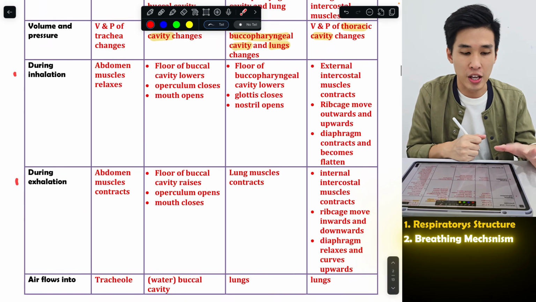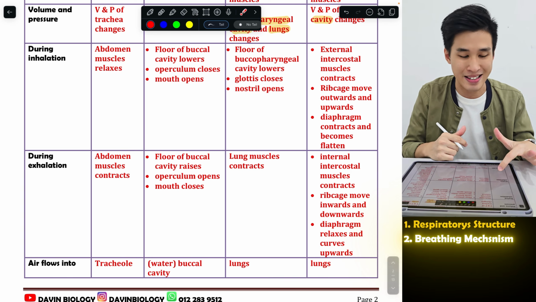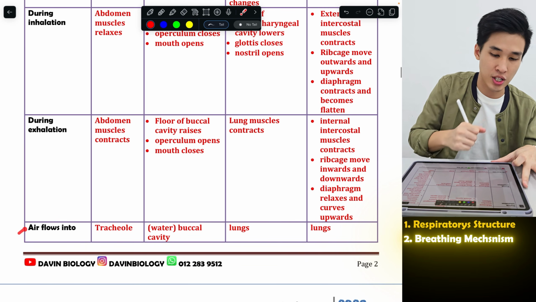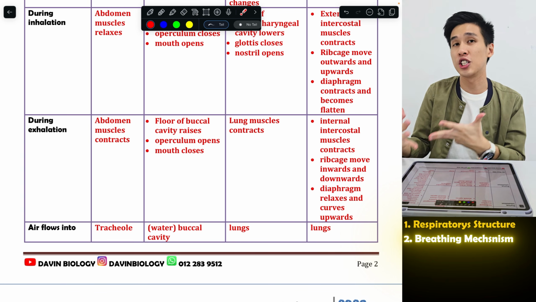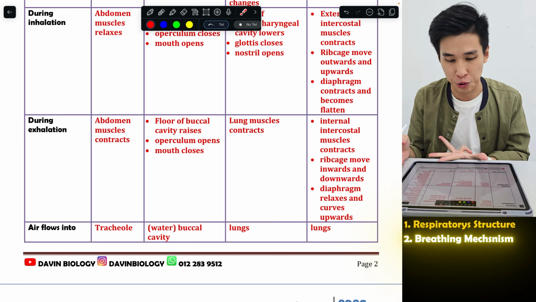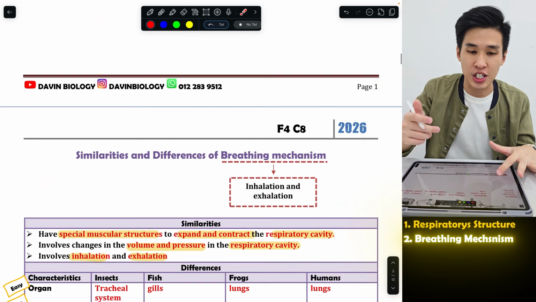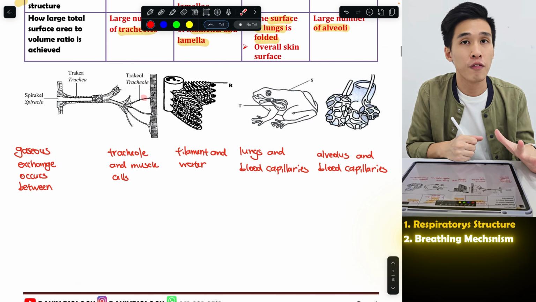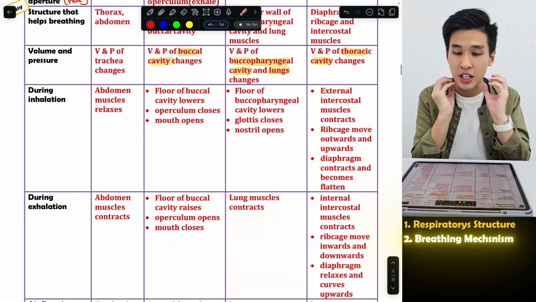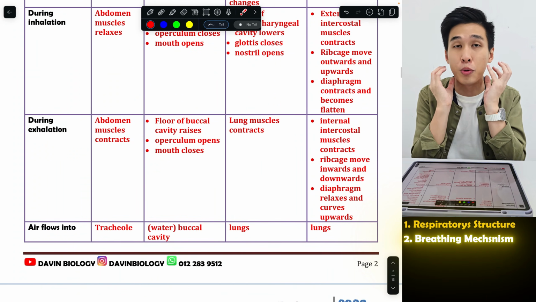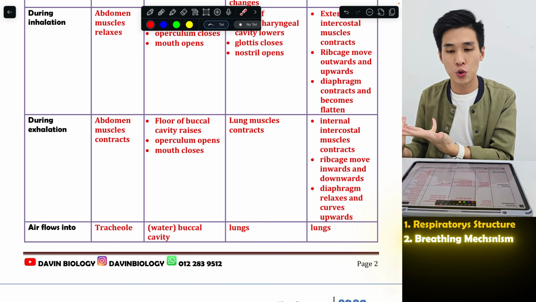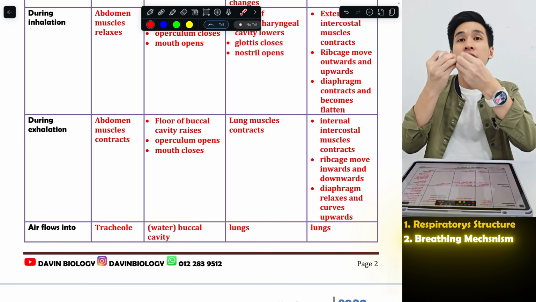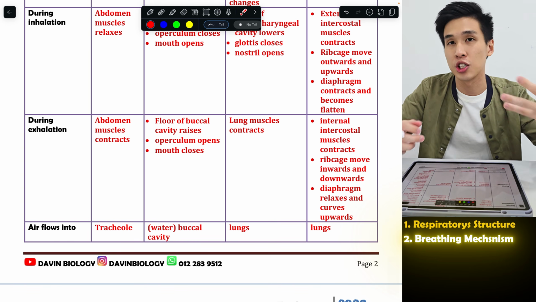So if it's asked 10 marks in an essay question, then we need to write the last one, which is when you inhale, where does the air flow to? Like the final destination of air, where does it go eventually? For insects, it reaches the tracheoles. For fish, it goes into their gills. Where the buccal cavity has the gills, you must say water flows into the buccal cavity. Frogs and also human, the air enters their lungs. So the final destination of the air.